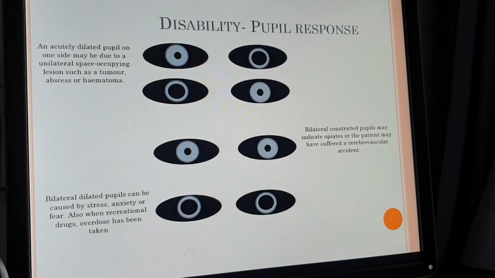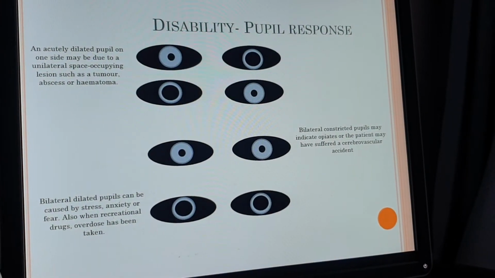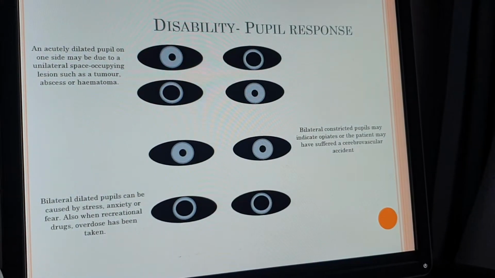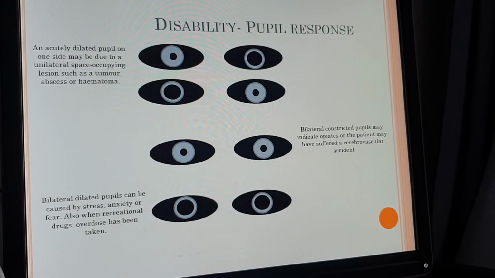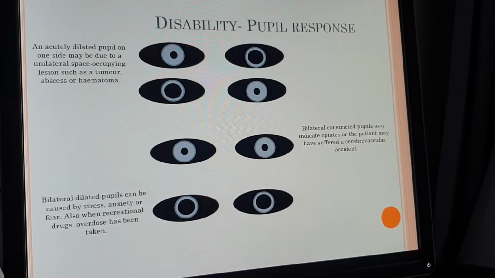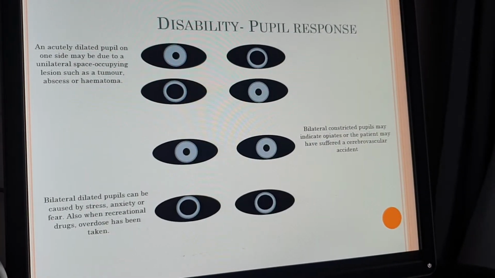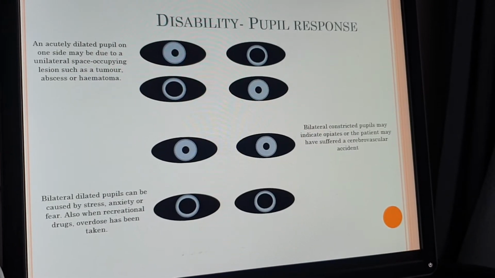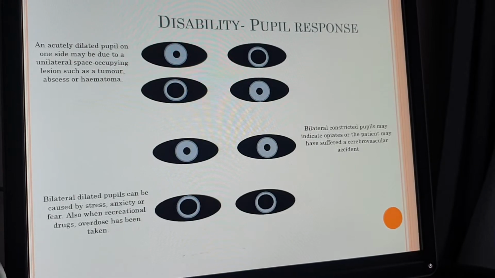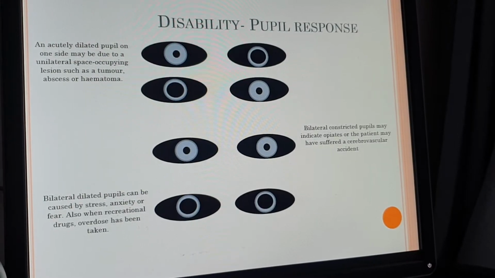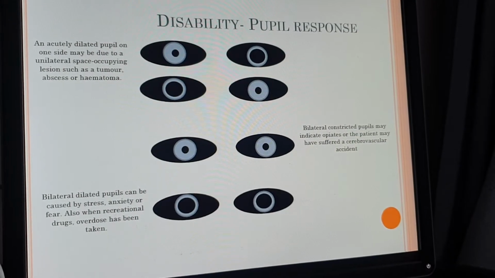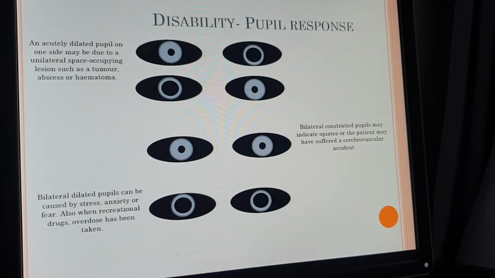When thinking about neurological assessment, we also use the pupil response and dilation in terms of neurological output. So as you can see, there are several pupil response diagrams on the PowerPoint. So as it reads, if you have one acutely dilated pupil on one side, this can indicate things such as a tumour or an abscess or a brain hematoma.